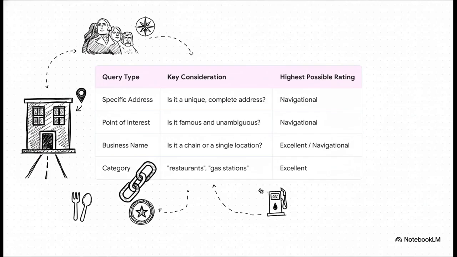Same for a super famous, unambiguous landmark like Mount Rushmore. Now, a specific business name. That could be navigational if there's only one in the world, but it's often excellent. But look at a general category search like restaurants. That's always going to top out at excellent, because there are just so many possible great answers.